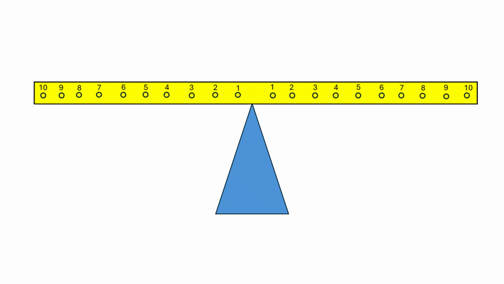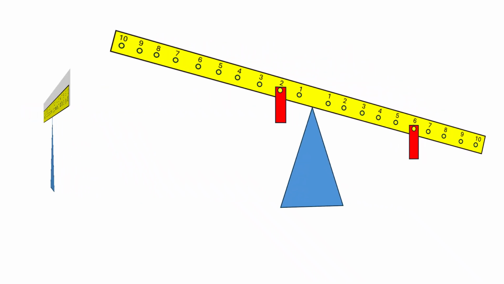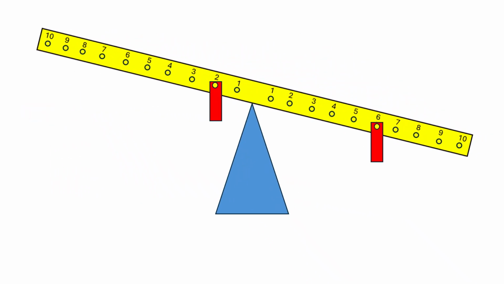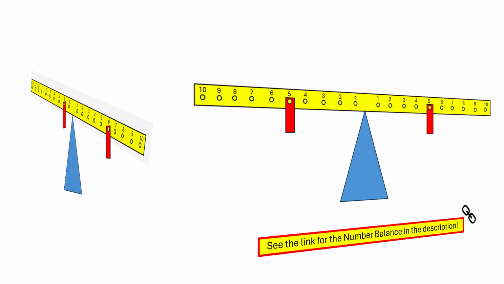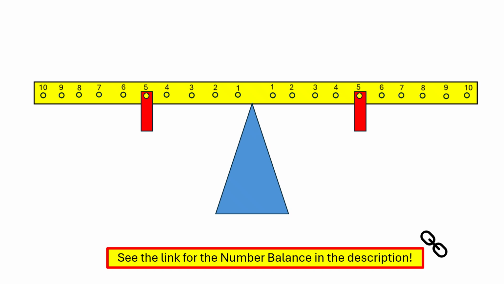This is a number balance and is another of my favorite math teaching tools. It can be used in a variety of ways and works great for comparing numbers. Students simply hang tags on the numbers they wish to compare. The side with the greater number will go down and the side with the lesser number will go up. Another great visual representation of a number's value. And, of course, if the numbers are the same, the scale stays level.